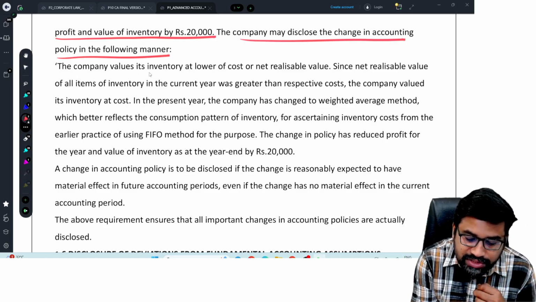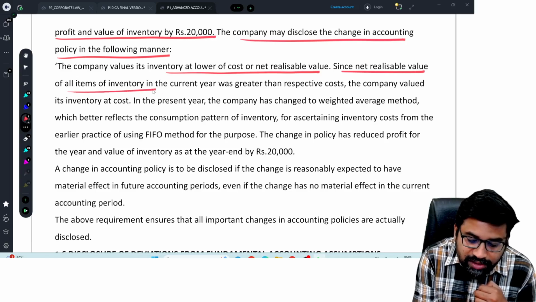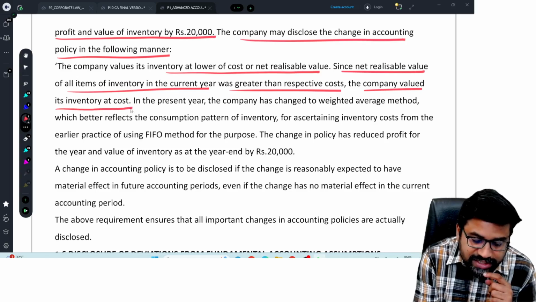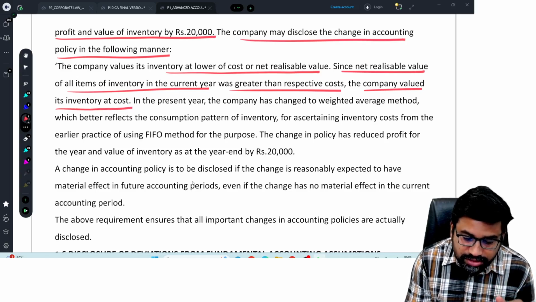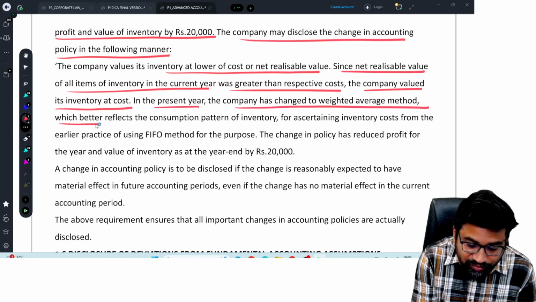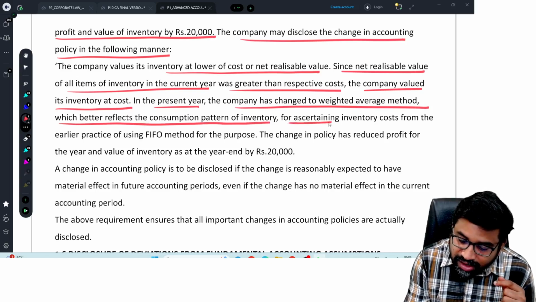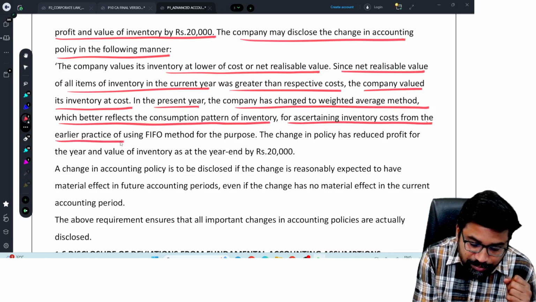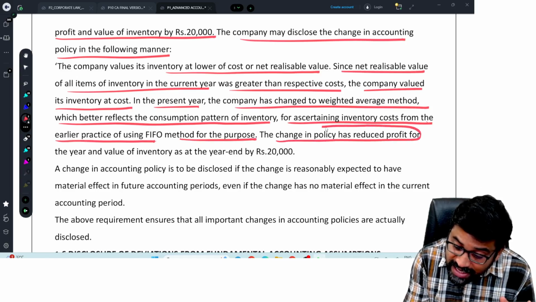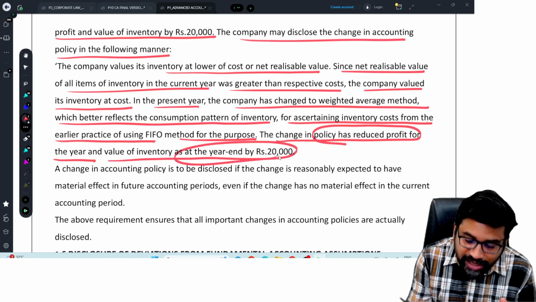The company values its inventory at lower of cost or NRV. Since NRV of all items of inventory in the current year was greater than the respective cost, the company valued its inventory at cost. In the present year, the company has changed to the weighted average method, which better reflects the consumption pattern of inventory, for ascertaining inventory cost from the earlier practice of using the FIFO method for this purpose. The change in policy has reduced profit for the year and the value of inventory by 20,000.